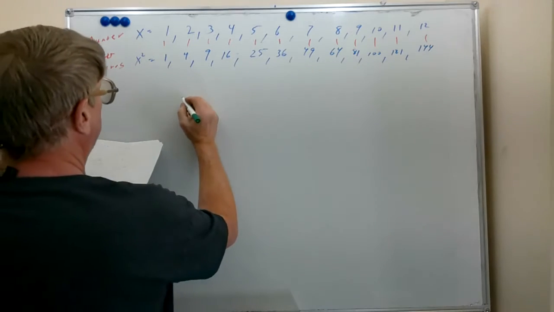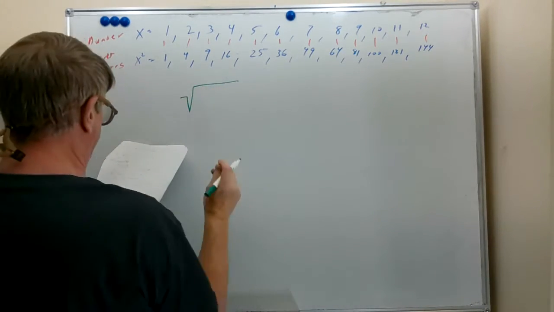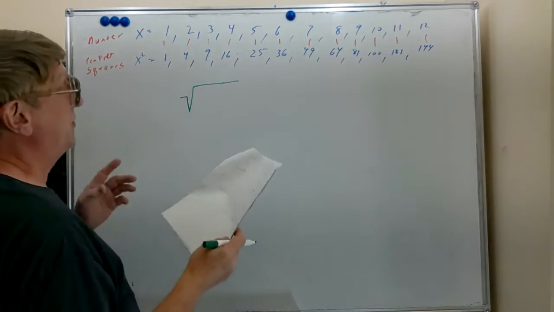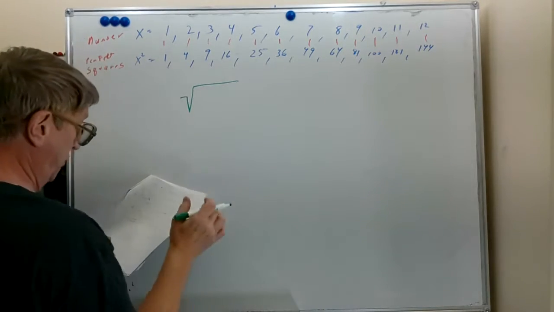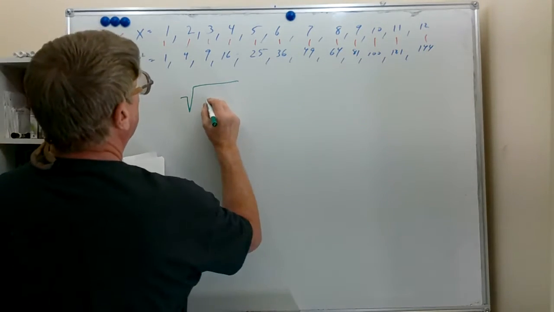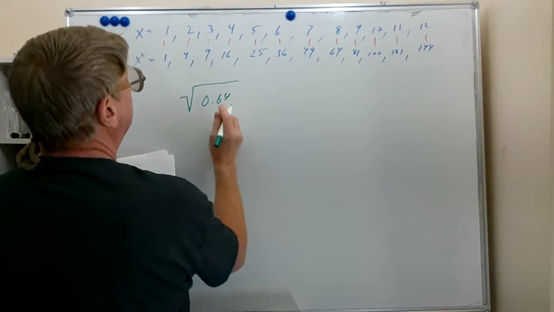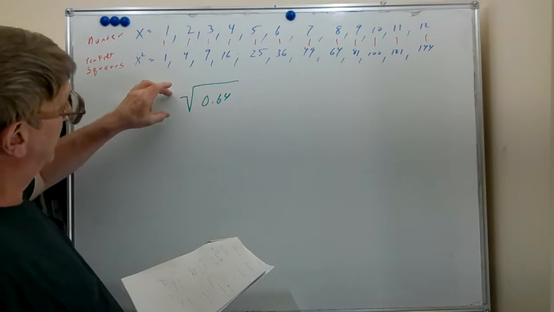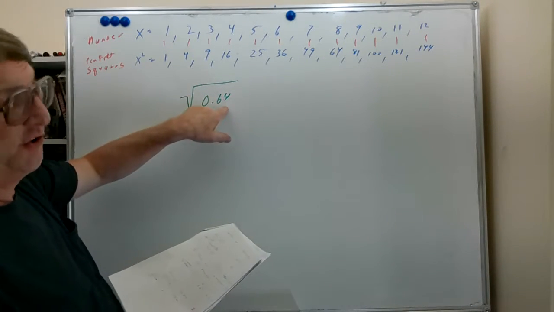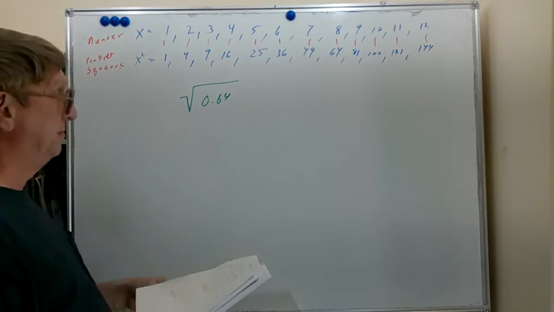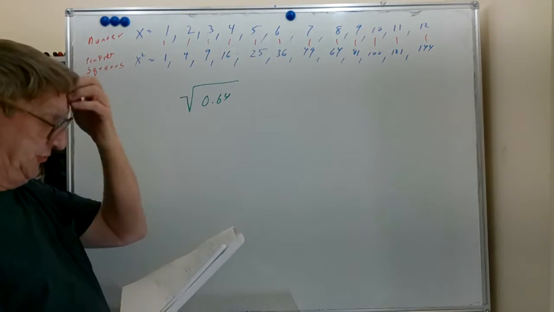And we call this symbol, the square root symbol, the radical sign. The number inside is called the radicand. So here, let's do one more, 0.64. Here's the radical sign. Inside here, 0.64 is the radicand, the number to which we are applying the radical.